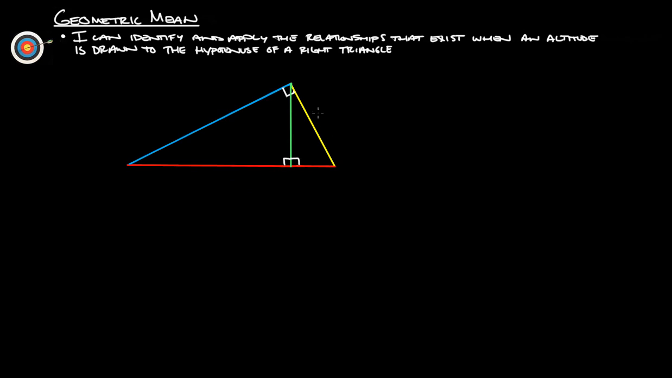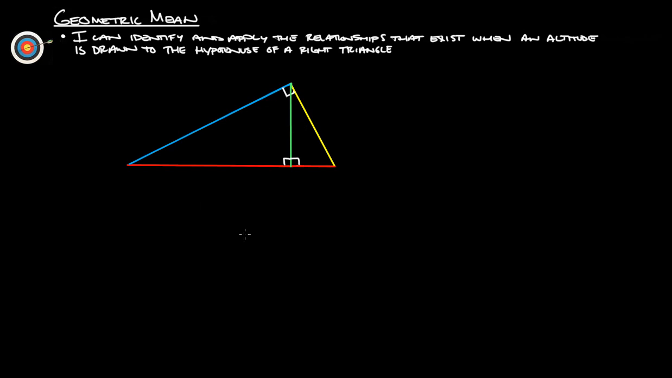Now when we do this, it actually makes some special angle relationships, actually some similarity relationships, because we now have three triangles. We've got the small one here, the medium one here, and of course the big one that we started with. And there's going to be some special relationships. So I'm going to show you a little video here.